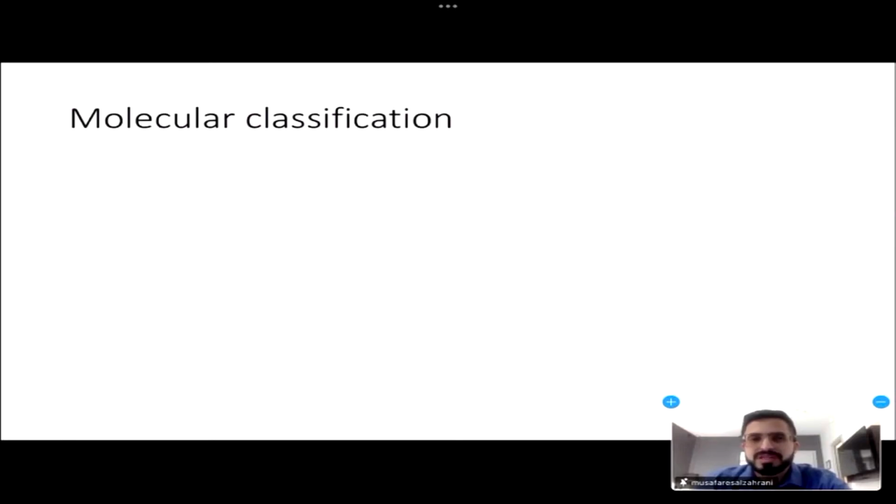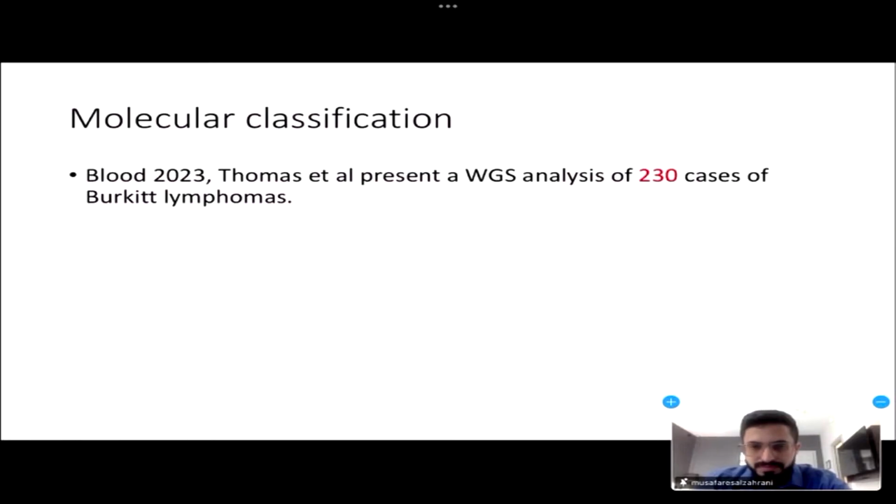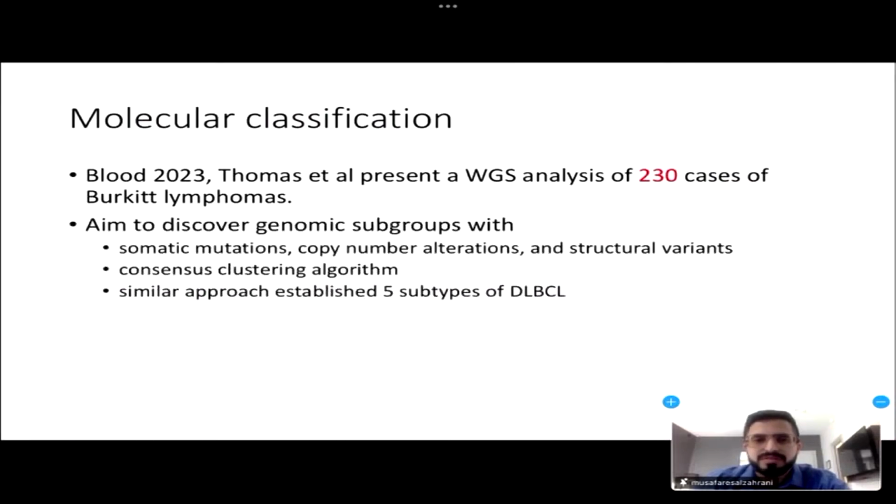In terms of molecular classification, there is also a recent study published in Blood by Thomas et al., where they presented a whole genome sequencing analysis of 230 cases of Burkitt lymphoma, and they aimed to discover genomic subgroups dependent on somatic mutations, copy number alterations, and structural variants, using consensus clustering algorithms.